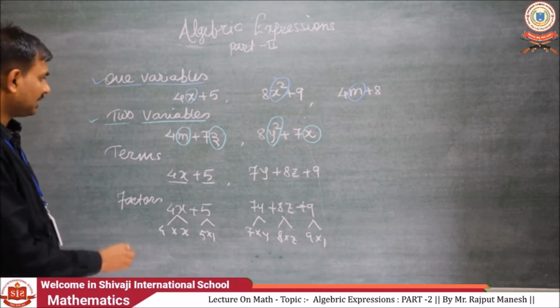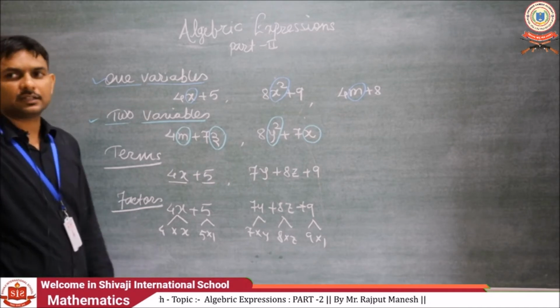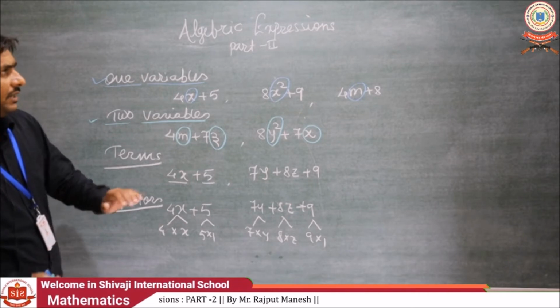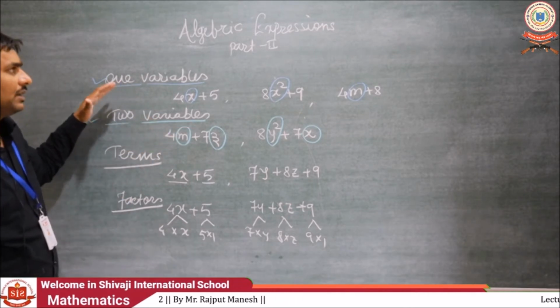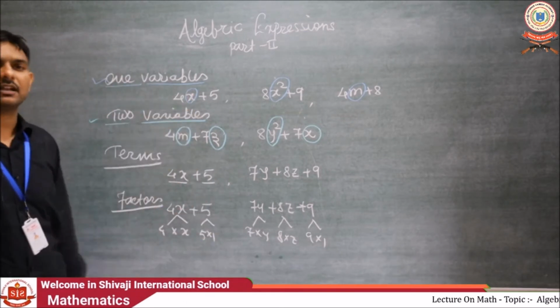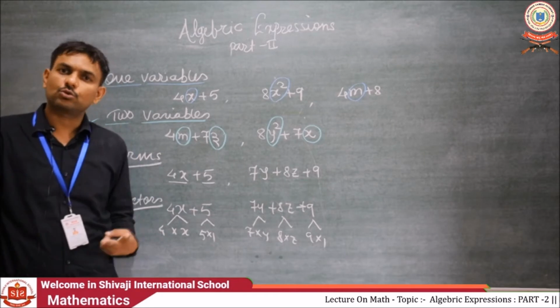So these are the terms we have seen and the factors we have seen. Clear? So in this algebraic expression part 2, we have seen what a one variable algebraic expression is, where only one variable is used, and a two variables algebraic expression, where two variables are used in the expression.